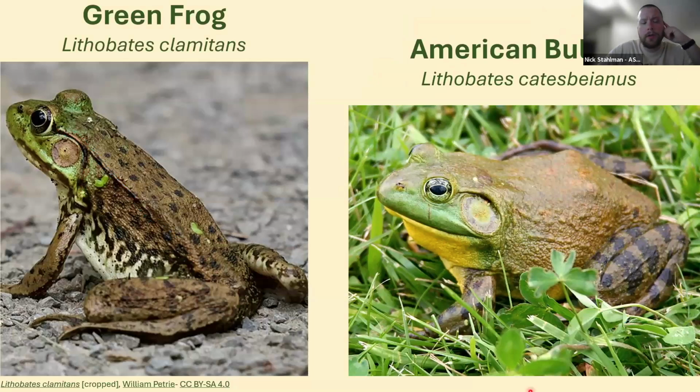And if you notice, we can compare the two. So we got green frog over here, American bullfrog over here. We both have that post-tympanic ridge, and then we have the dorsolateral ridge on the green frog. So if that line continues on down, that's a really good indicator of a green frog species.